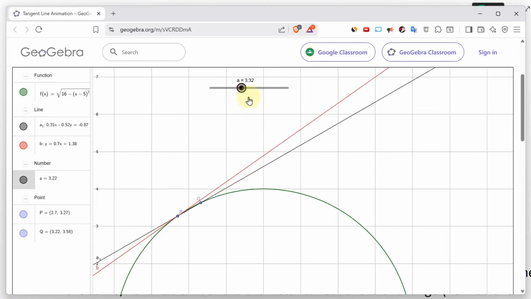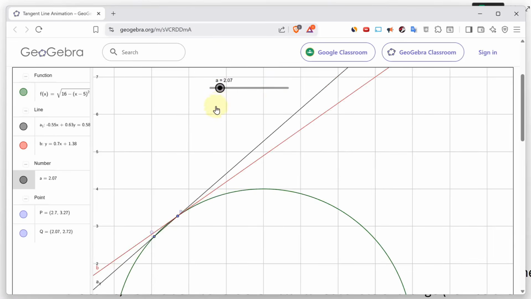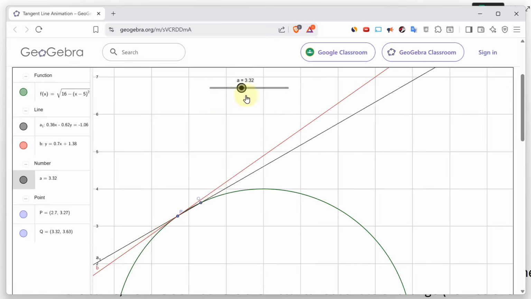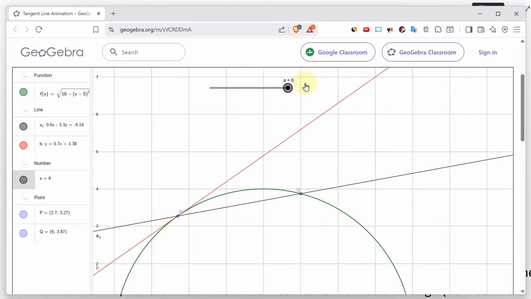When it's on it, it goes like that, then going opposite, and it's always tangent. It's tangent at the point there. So at the point, it's perfectly tangent with the curve. Everywhere else is just a secant line. Notice it's extending out, and so on.